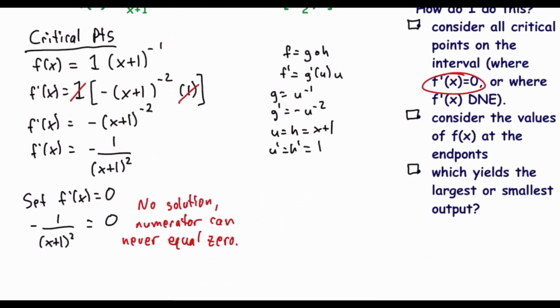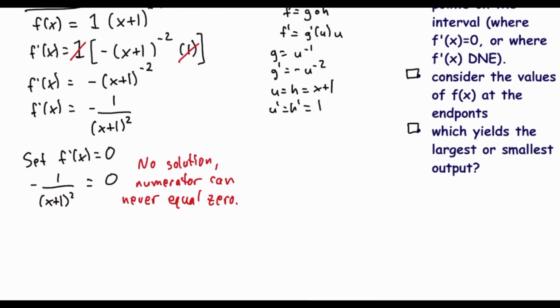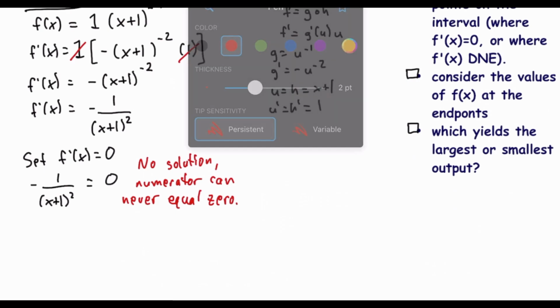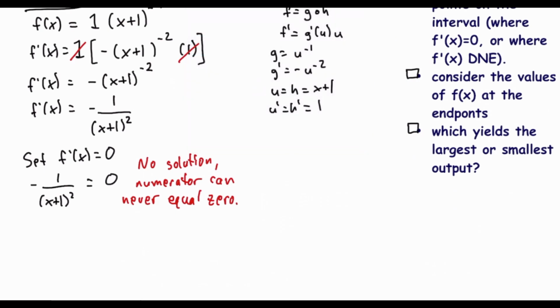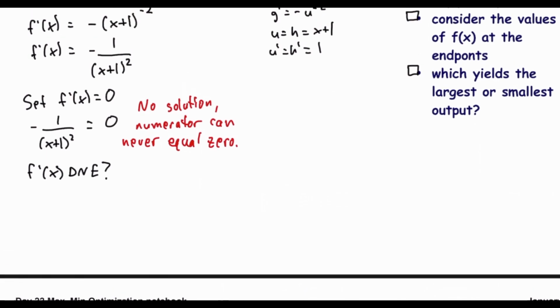So instead of setting our first derivative equal to 0, maybe there are values where my first derivative does not exist. And let's consider that. So, are there places where my derivative does not exist? And yes, there are, because we know that my denominator is not allowed to equal 0. So (x plus 1) squared is not allowed to equal 0. So if I take the square root of each side, x plus 1 does not equal 0. x cannot equal negative 1.